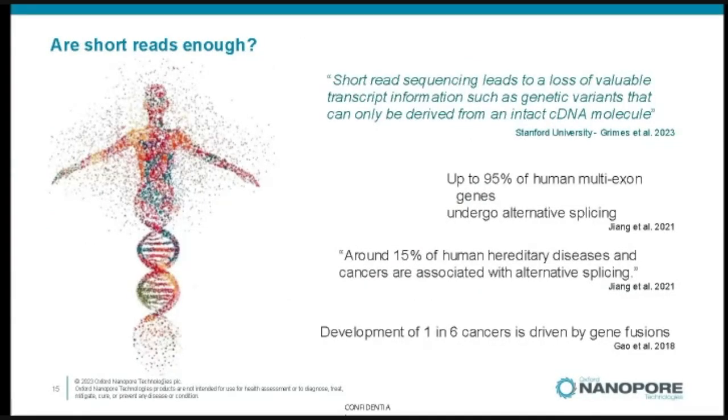So here, I would like to bring to your attention an important question: are short reads really enough? Bear in mind that up to 95% of human multi-exon genes undergo alternative splicing. Around 15% of human hereditary diseases and cancers are associated with alternative splicing. And the development of 1 in 6 cancers is actually driven by gene fusion.